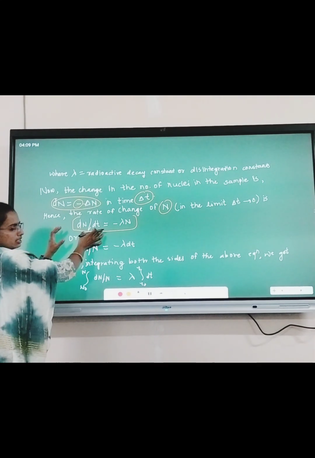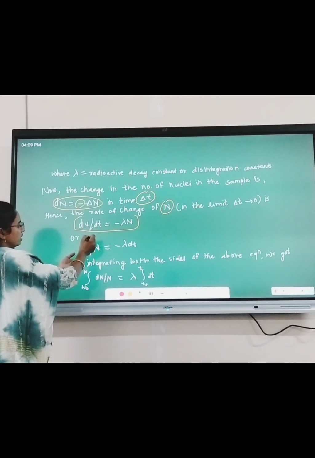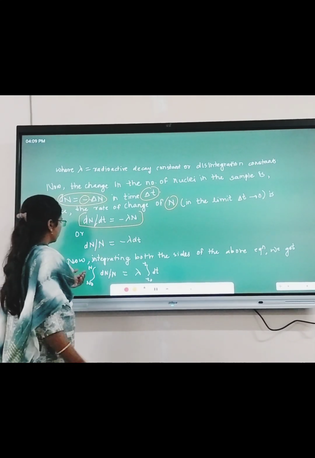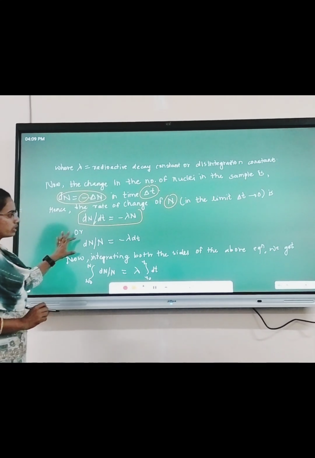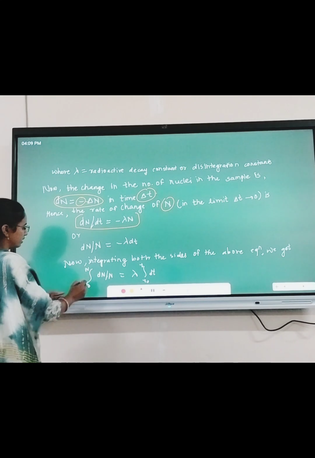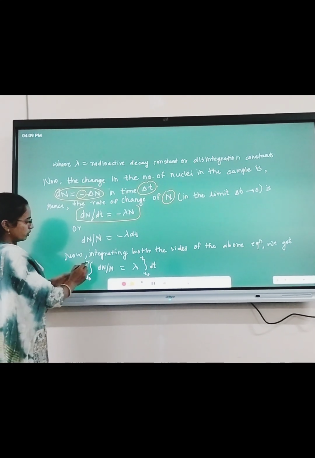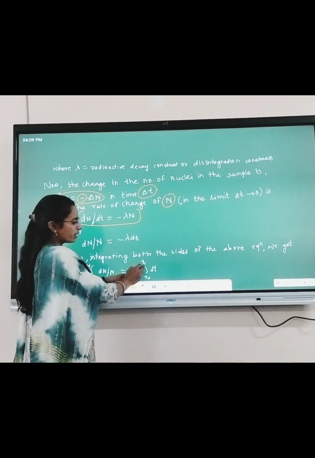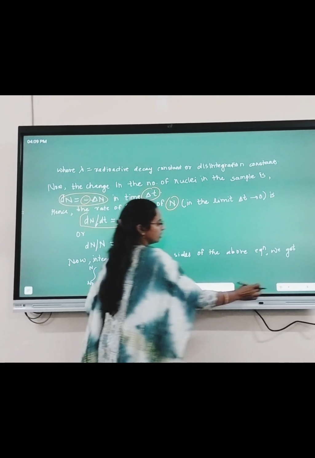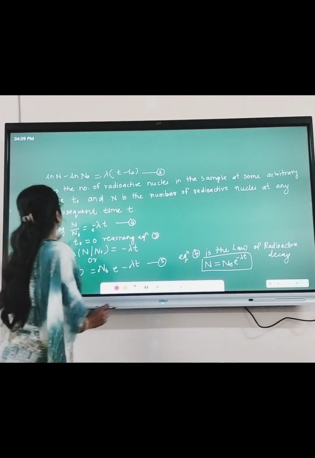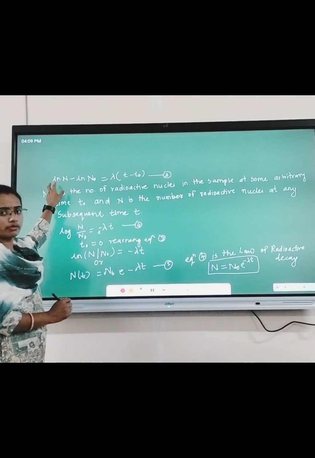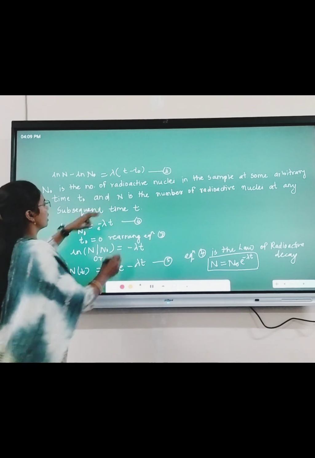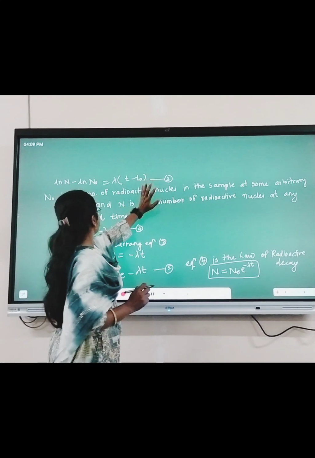If we rearrange this equation, we have dN divided by N equal to minus lambda dt. Now integrate the above equation on both sides. We get the integral from N0 to N of dN by N equal to minus lambda times the integral from t0 to t of dt. After solving the integration, we have ln N minus ln N0 equal to minus lambda times (t minus t0). This is equation number 3.